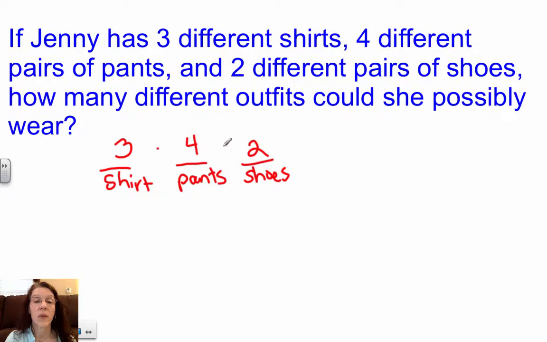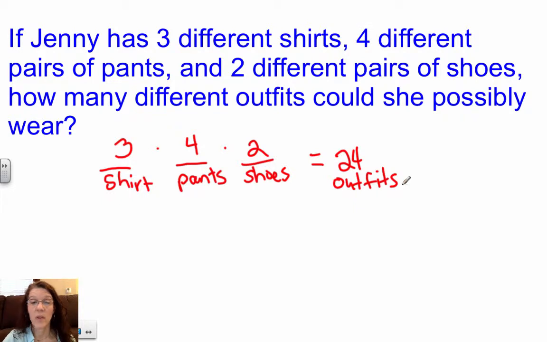This is the fundamental counting principle. We are choosing 1 thing from this category, 1 thing from this category, 1 thing from this category. And so we simply multiply all those together. 3 times 4 is 12, times 2 is 24. So she has 24 different outfits that are possible.